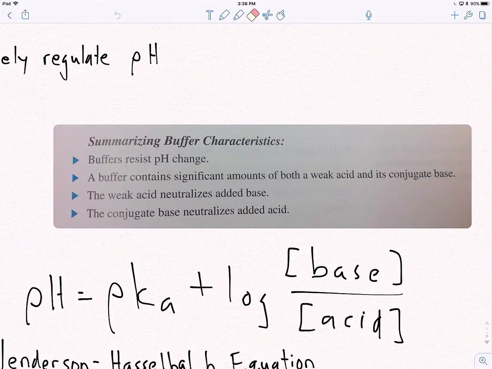A buffer contains a large amount of a weak acid and its conjugate base, or if it's a more alkaline buffer, it could be a weak base and its conjugate acid. But in most cases it's a weak acid and its conjugate base. Or it can be a polyprotic acid, so phosphoric acid can also be used as a basic or alkaline buffer.